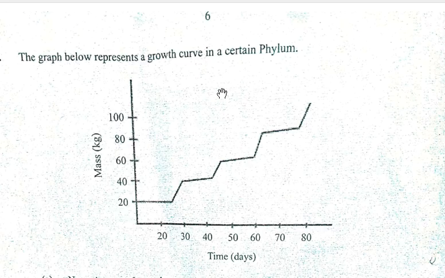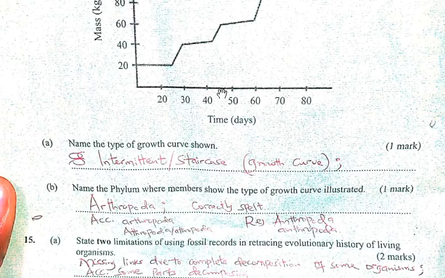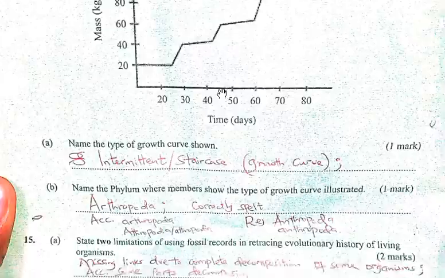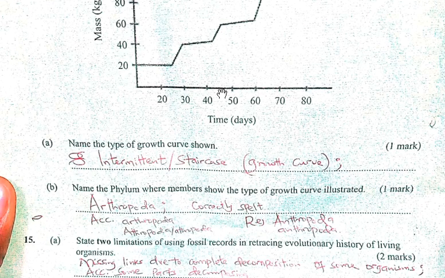Next question. The graph below represents a growth curve in a certain phylum. Name the type of growth curve, and that is intermittent growth curve. The spelling should be correct. Name the phylum where the members show the type of growth curve illustrated, and that is Arthropoda. A must be capital and the spelling must be correct. Most students tend to write Anthropoda with an N, and that is wrong.